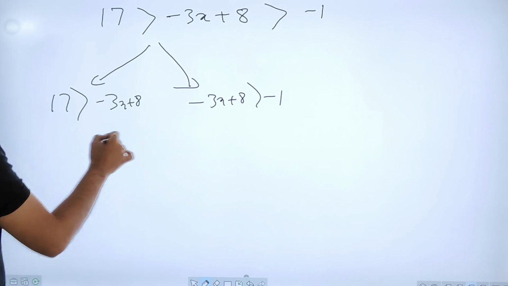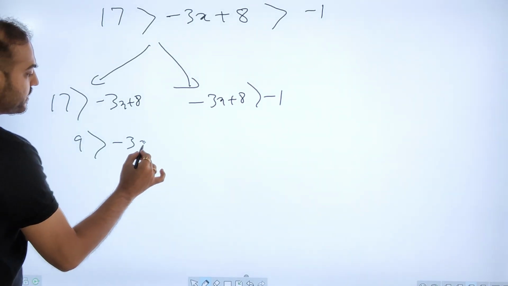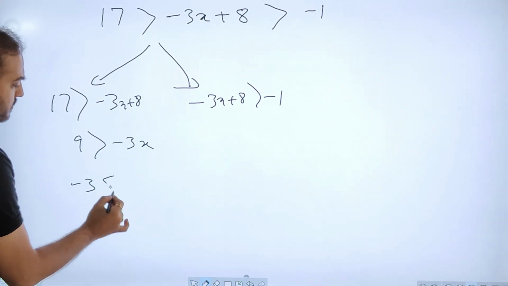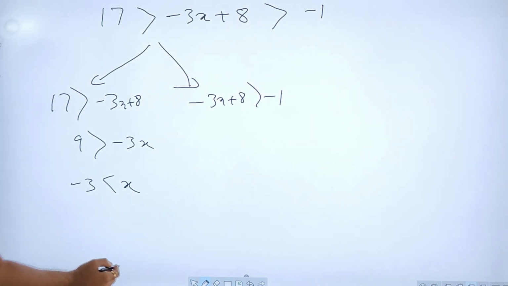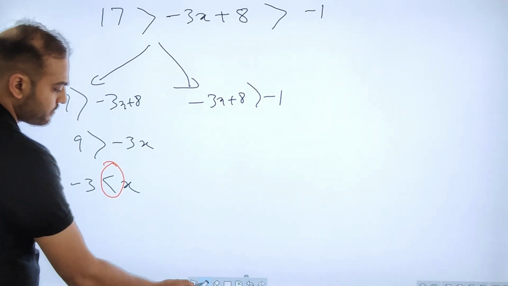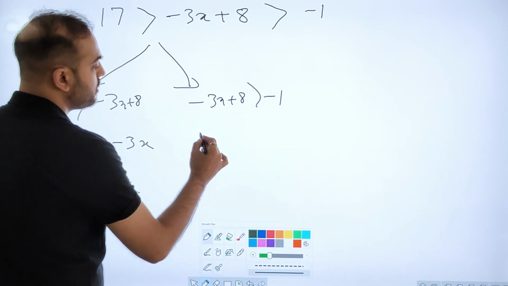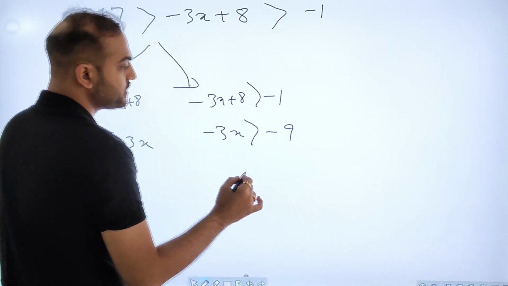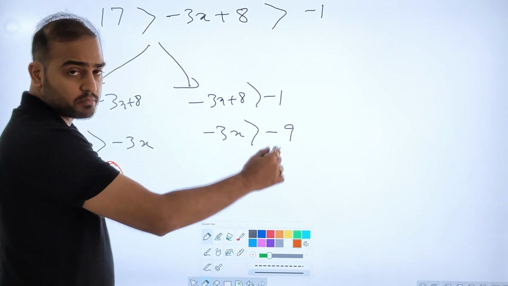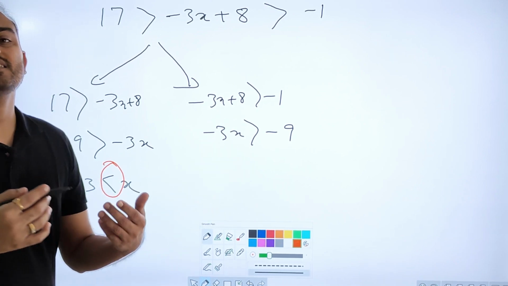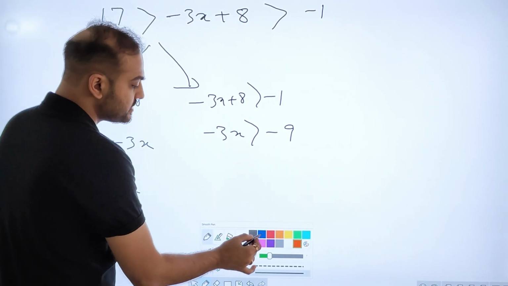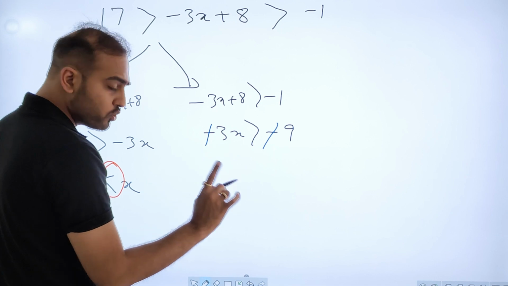If we solve this, 8 goes there, 9 is greater than minus 3x. Again, cross multiplying the minus 3, minus 3 less than x. The sign has changed. Similarly, if I look here, minus 3x greater than minus 9. If you are tempted to cancel the minus and minus, remember that is similar to multiplying or dividing by minus 1. So don't just cancel this minus and minus. That is wrong.